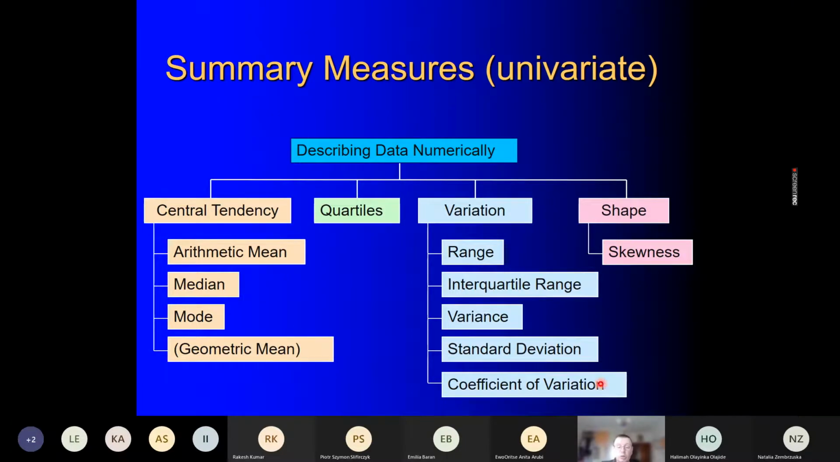And here not all possible descriptive statistic features are presented, just the most commonly used, like arithmetic mean, median, mode, geometric mean for central tendency, and a number of variability characteristics like range, interquartile range, variance, standard deviation, coefficient of variation for variability.